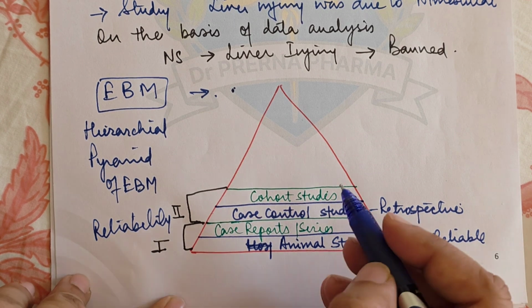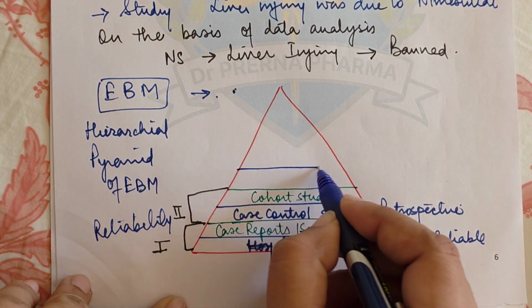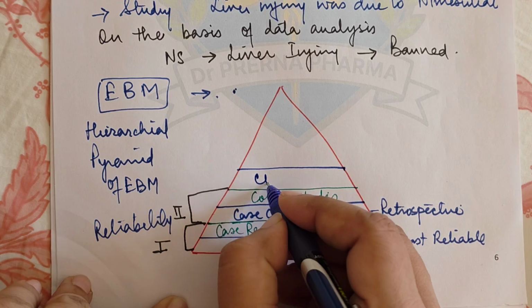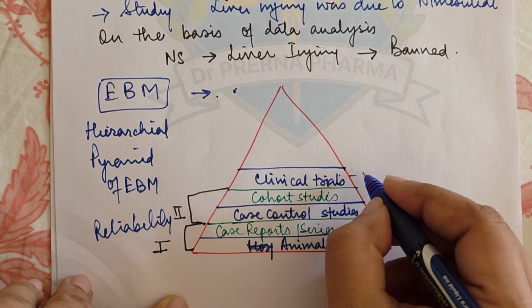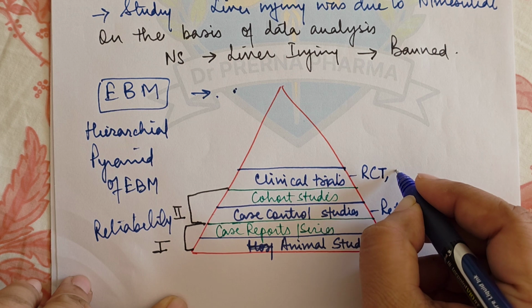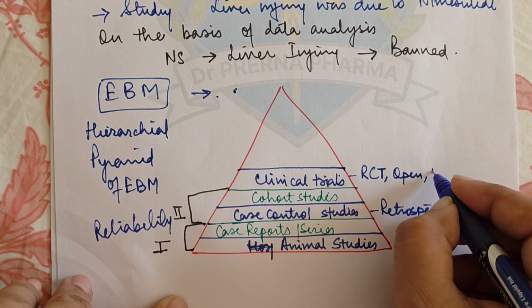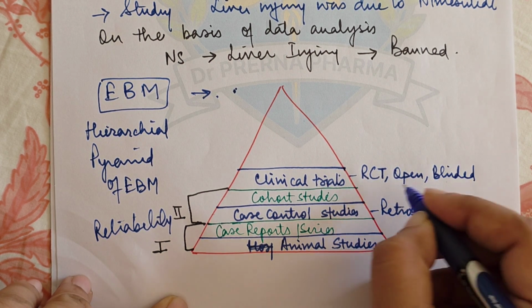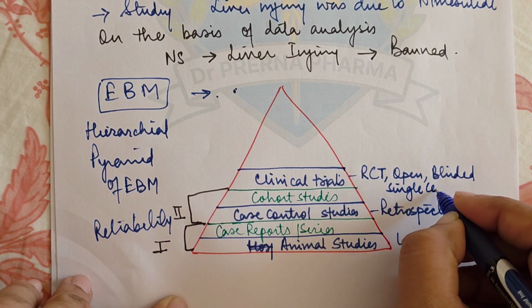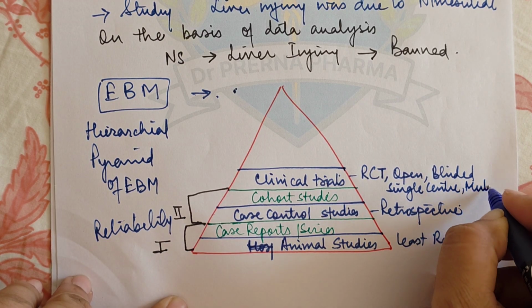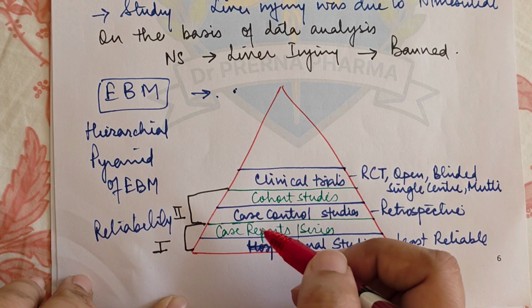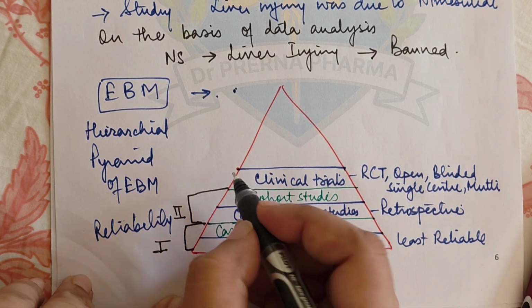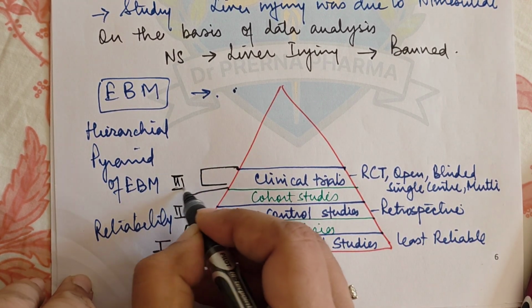Then next we have clinical trials, right? So clinical trials can be randomized controlled trials, open label also. They can be blinded, they can be single center, or they can be multi-center, right? So the clinical trials can be of any level. So this comes as the level 3.